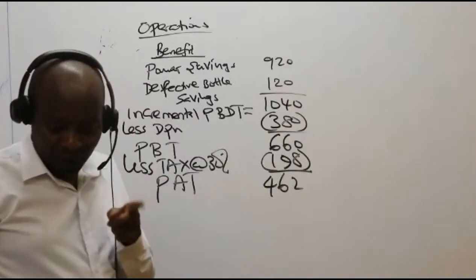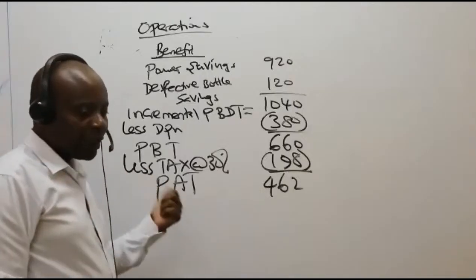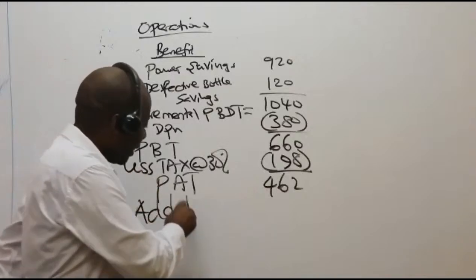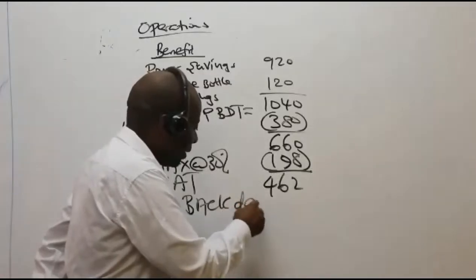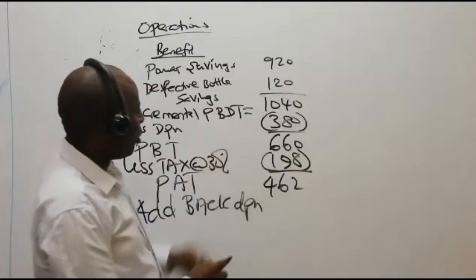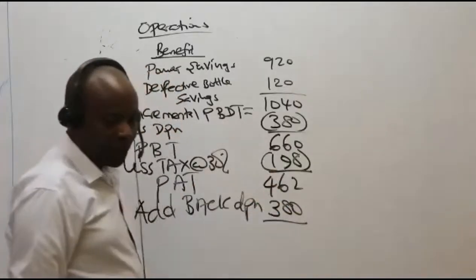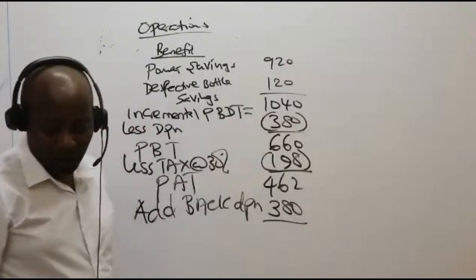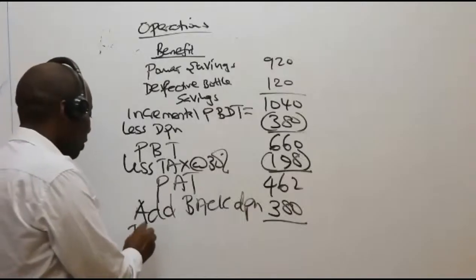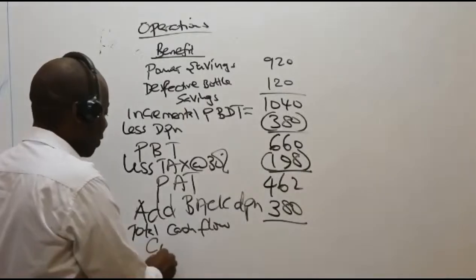Profit after taxation is 462. But because I want cash flows, I'll come and add back depreciation, my incremental depreciation of 380. So could you kindly please give me the total cash flow, the total cash flow which is operational in nature.